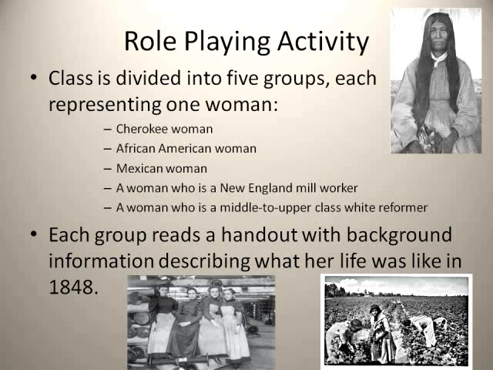So let's start the role-playing activity. Now that we've talked about what we think we know about the lives of women in 1848, I'm going to divide the class into 5 groups. Each group is going to represent one woman from the time period. The first group is representing a Cherokee woman, the second group an African American woman, a third group a Mexican woman, a fourth a woman who is a New England mill worker, and a fifth group is a middle to upper class white reformer. You're all going to get a handout that describes what their lives were like during that time period.